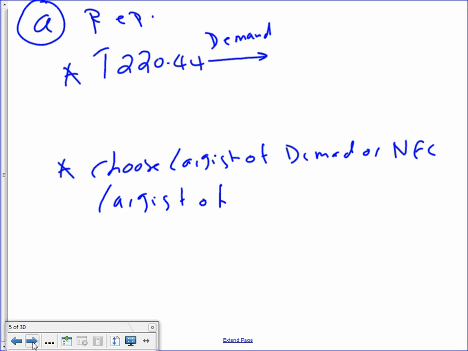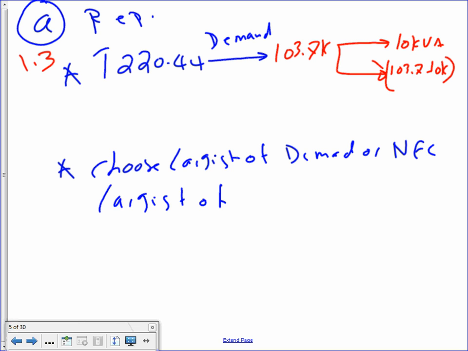This step is equivalent to 1.3, guys, in your test, where you apply the load demand factor for non-dwelling. So what you need to do is, from table 220.44, you're going to take 103.7K. The first 10K kVA, leave them alone. The remainder, which is 103.7 minus 10K, multiply this by 0.5, and then add them up.